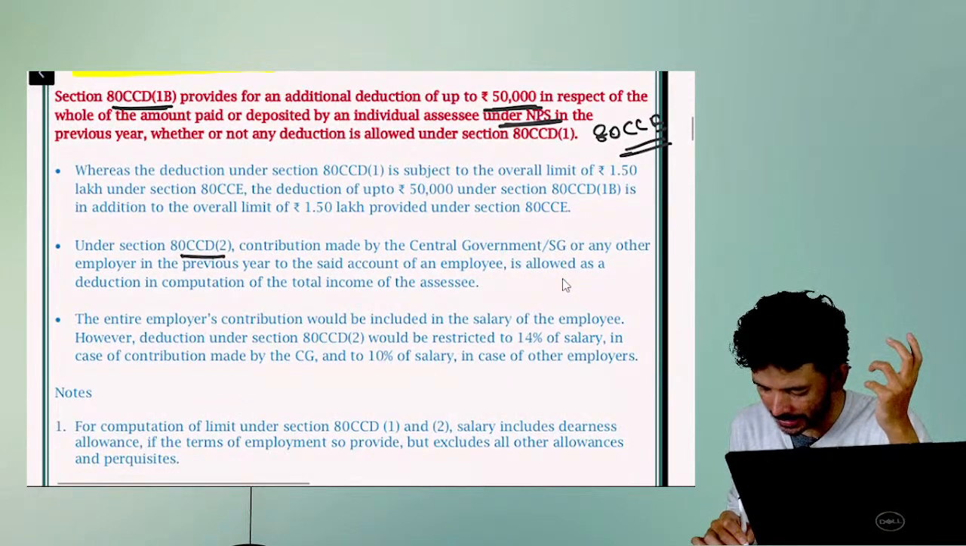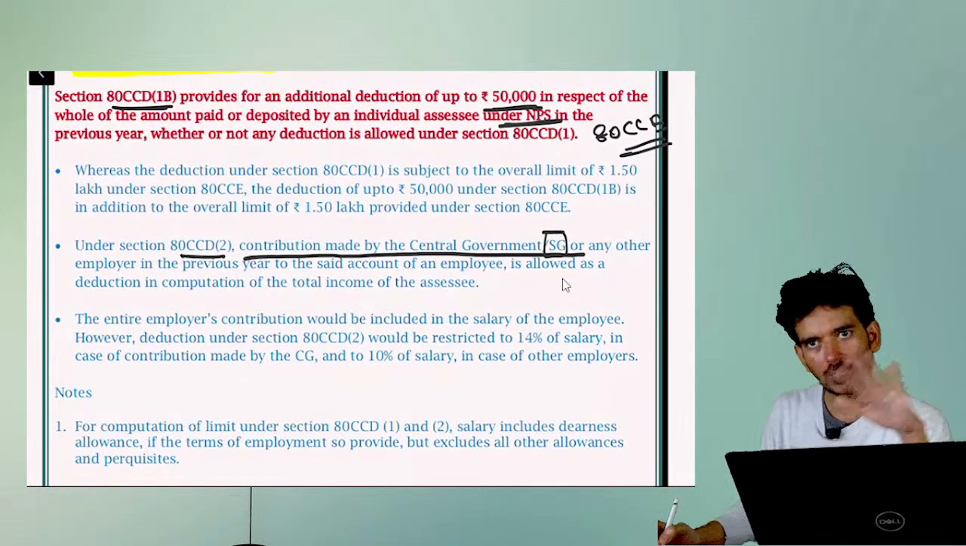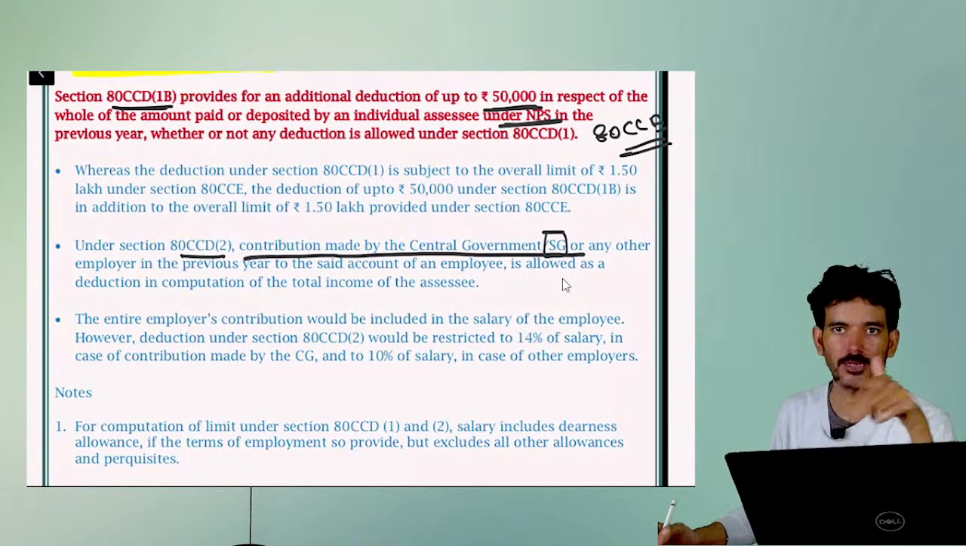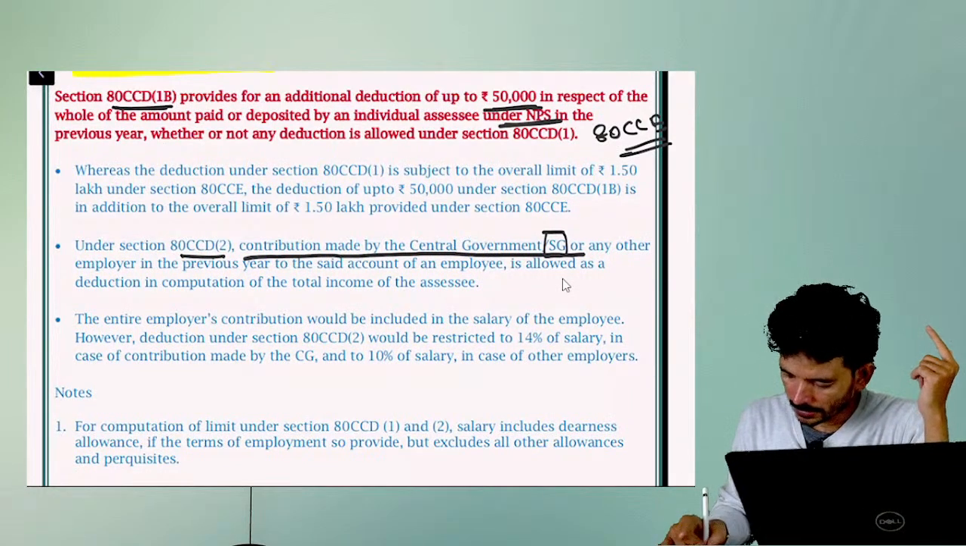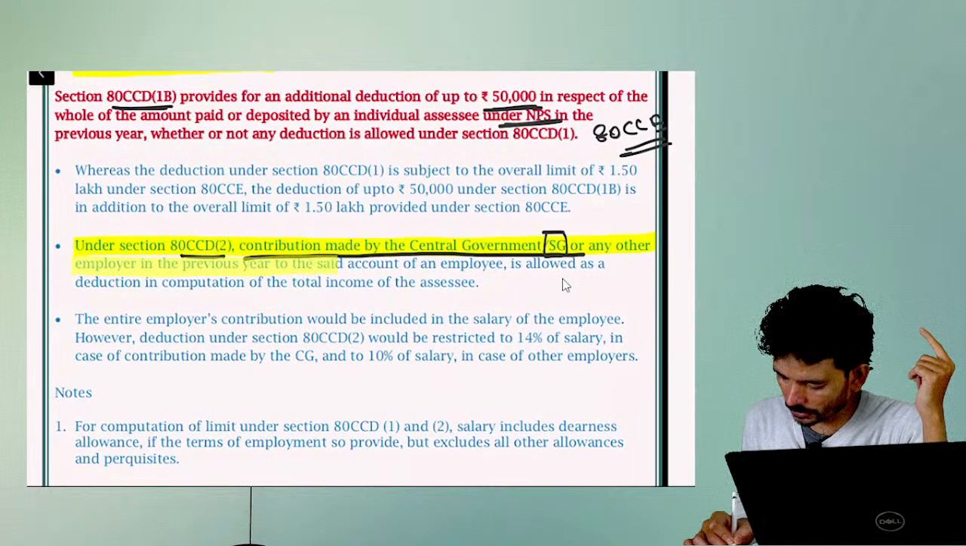And 80CCD(2) is the contribution made by the central government and/or state government. So this is an amendment, guys. Earlier it was the central government, now they have included the state government also. This is the latest amendment. Contribution made by the central government or state government or any other employer in the previous year to the account of the employee is allowed as a deduction in computation of the total income of the assessee.